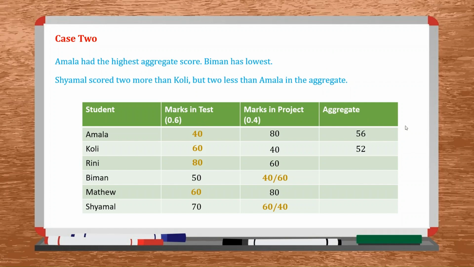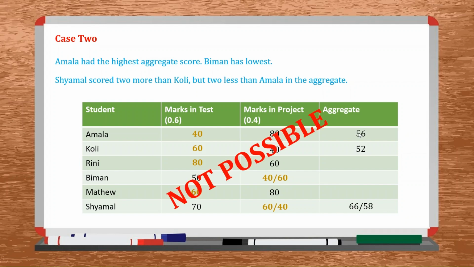Again, so far so good, because the difference between Amla and Kohli is 4 marks in the aggregate. And then if I try to calculate it for Shamal, I get the values of 66 and 58, which breaks the given that I have, because Shamal cannot score more than Amla. He has to score 2 less than Amla in this case. Hence, this particular case number 2, where Amla scores 40 and Kohli scores 60, is not possible as a solution. So I can happily reject this particular solution altogether.